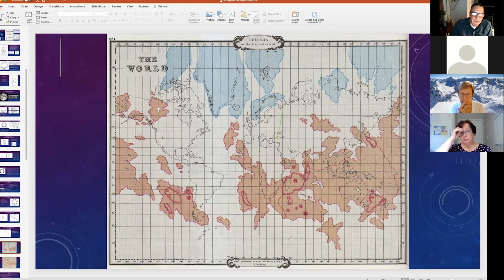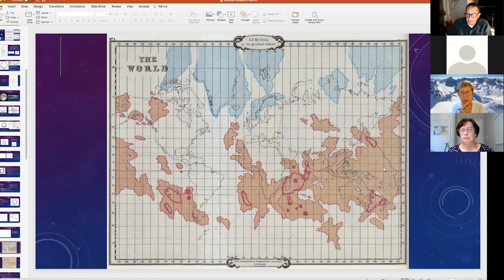But by the time of Lemuria, the third root race, it was in these brown areas. And you can see in the white area what our continents look like. They weren't above ground, though. They were all under the ocean then. So this is Lemuria at its height, right?